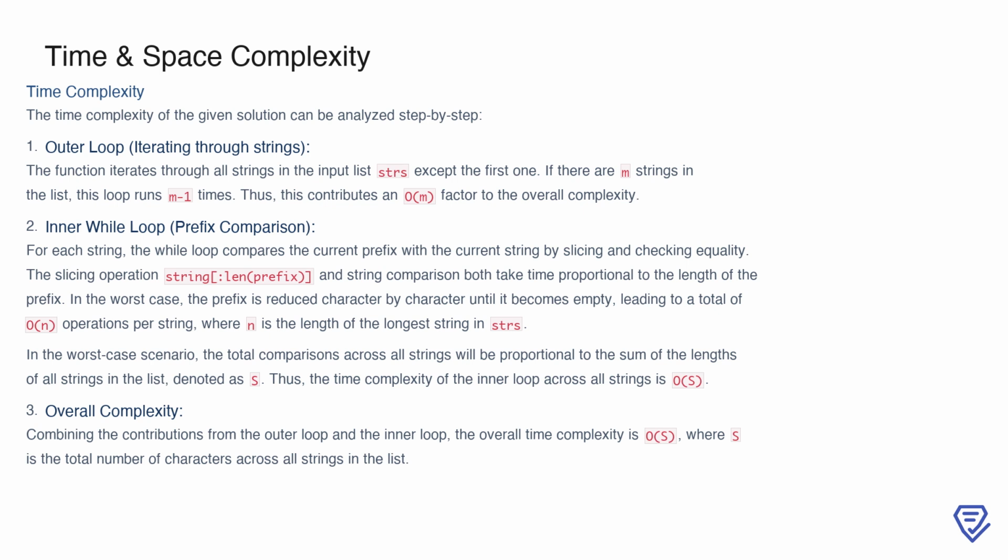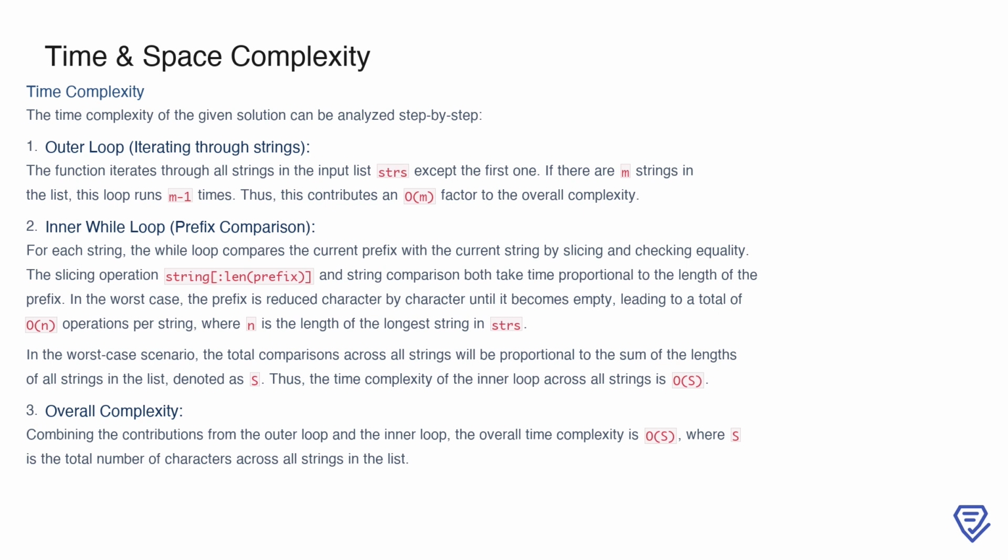prefix with each string. Here, the slicing operation and string comparison both take time proportional to the length of the prefix. In the worst case, the prefix is reduced one character at a time until it becomes empty. This means the total comparisons for a single string will take n time, where n is the length of the longest string. When we consider all the strings together, the total number of comparisons is proportional to the sum of the lengths of all strings in the input, which we denote as s. Therefore, the inner loop across all strings contributes O(s) to the overall complexity.